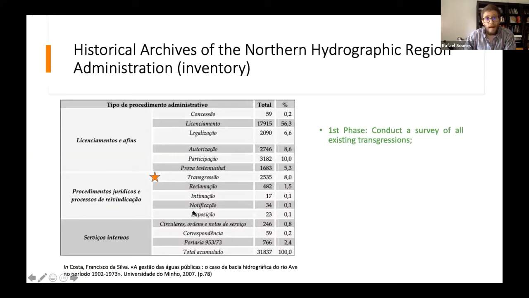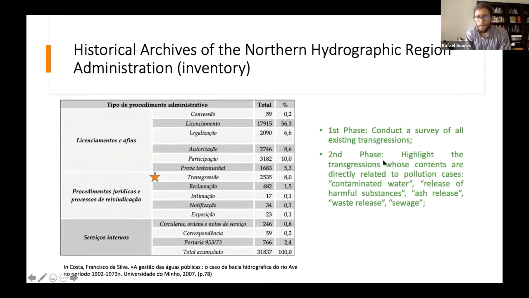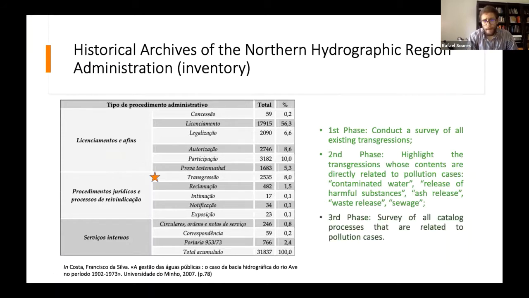So I'm just studying a small amount of documents, the transgressions. The first phase of survey is concluded. The second phase is also concluded. We highlighted the transgressions that were directly related to pollution cases, but we did another run in the documents to see what was the universe related to pollution cases.